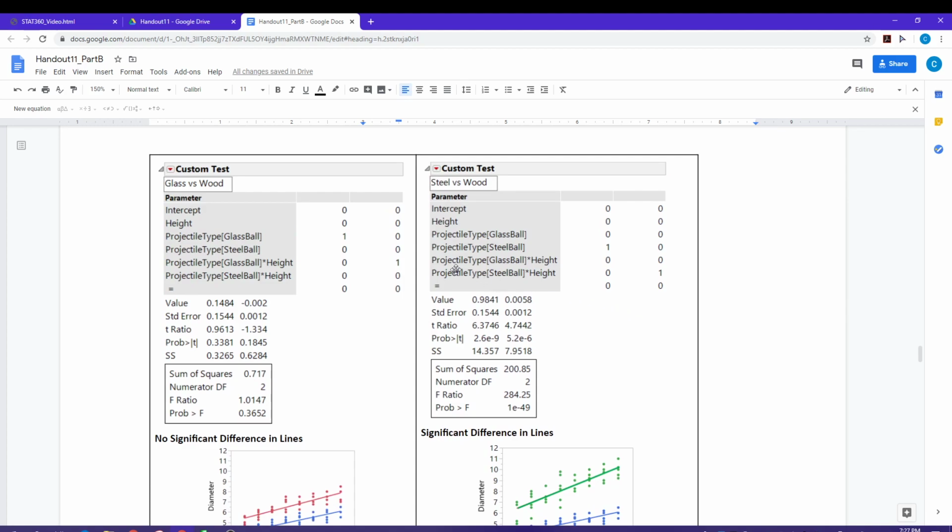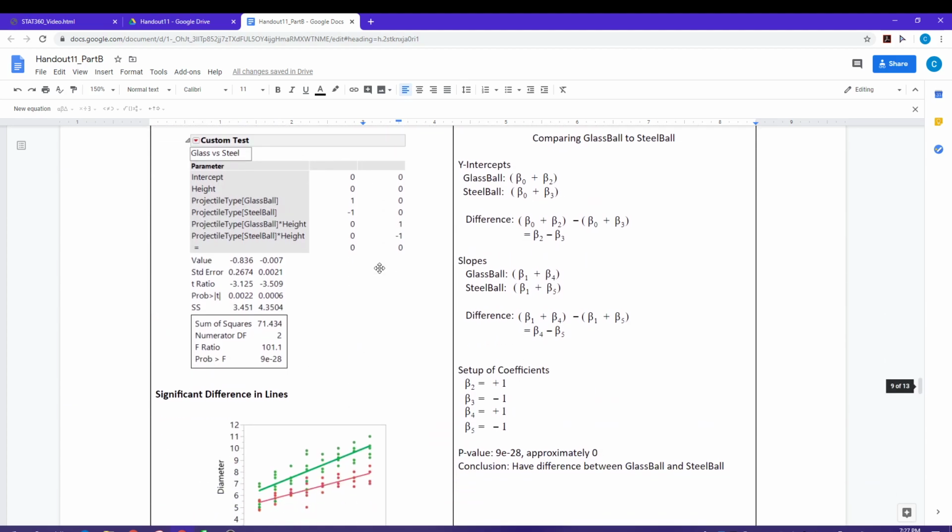Now the test between glass and steel takes a little bit more effort because I'm not comparing it against kind of the base setting here. So on page 20, I kind of walk through how to get a comparison between glass and steel. So if you recall, the y-intercept for the glass was beta 0 plus beta 2. The y-intercept for the steel ball was beta 0 plus beta 3. If I want to look at how different they are, I would just subtract those two quantities, and I end up with beta 2 minus beta 3.